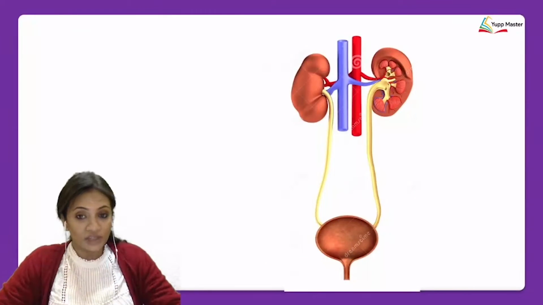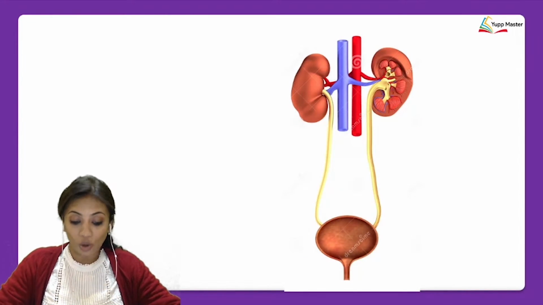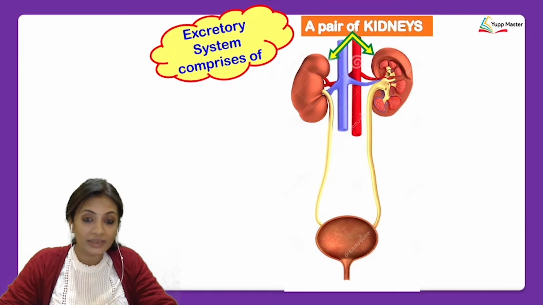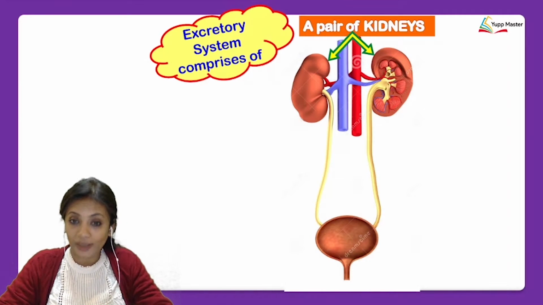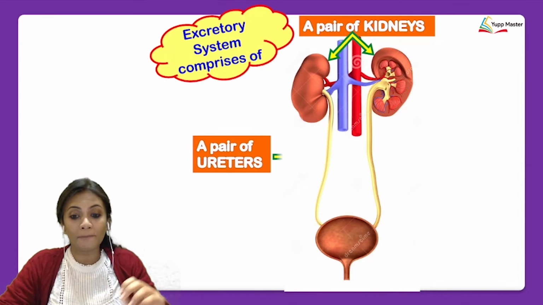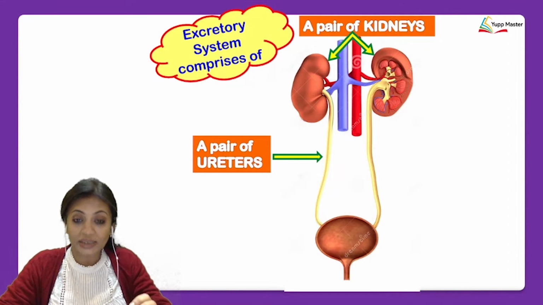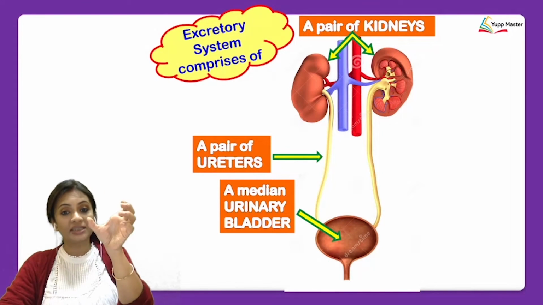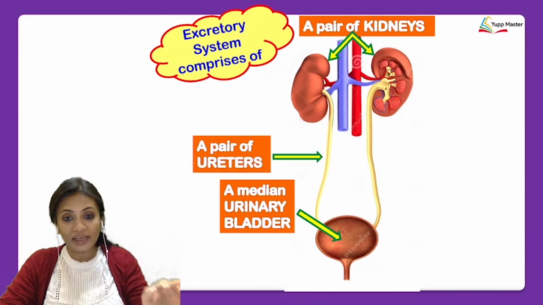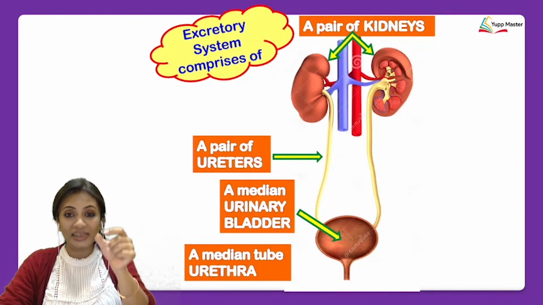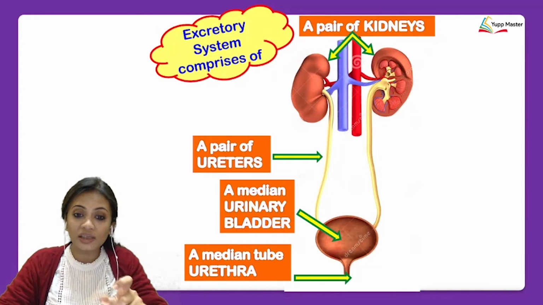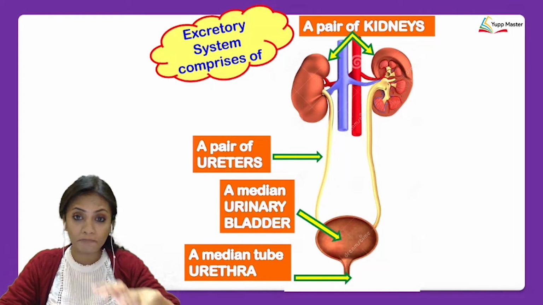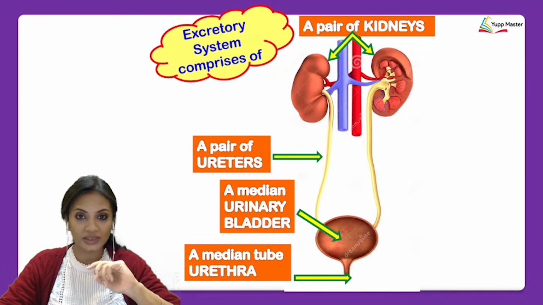Now first, when we talk about this excretory system, look at these organs which are involved here. First of all, the excretory system comprises a pair of kidneys. After this, it comprises a pair of ureters. Then there is a median placed urinary bladder. Median means that it is in the center. Then there is a median small thin tube, and that small thin tube is called the urethra. All right, so these are the basic, most important parts and components of this excretory system.